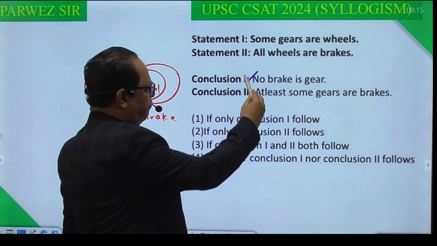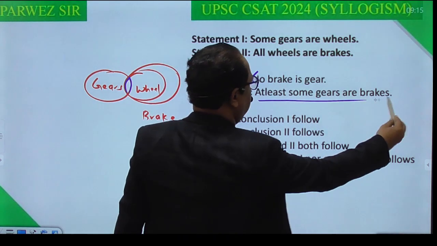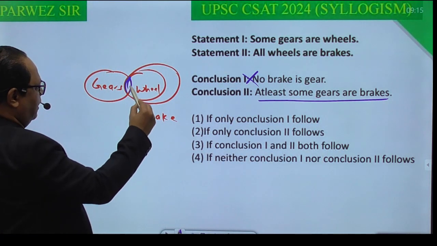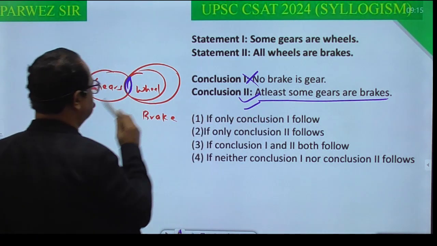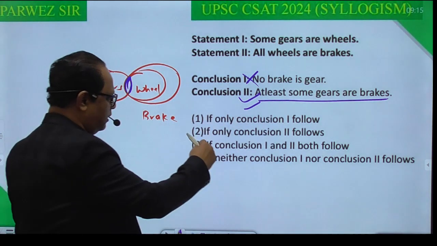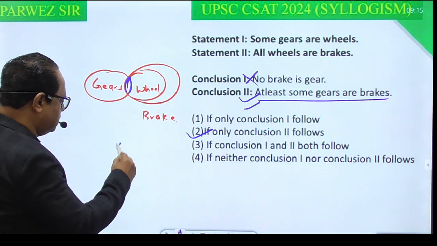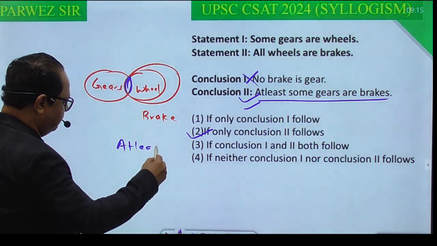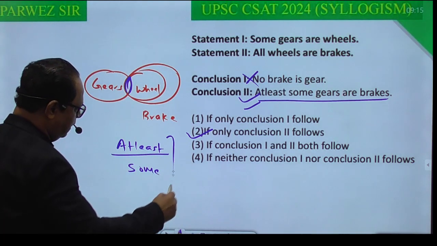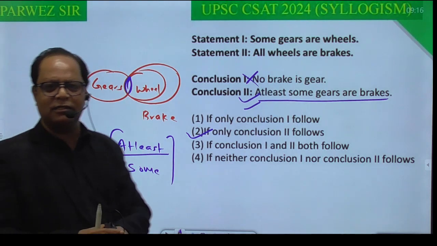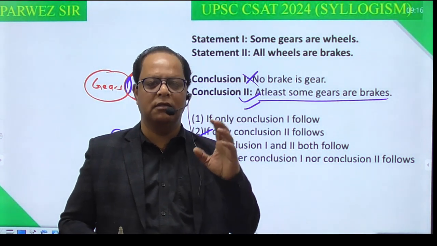So the first option will be wrong. And at least some gears are brakes, which is given here. At least some brakes are gears. The second option will match with the picture, so the second conclusion will be right. Make sure there is a word you are finding here: at least. Remember, at least is a part of some. So at least will come with some.